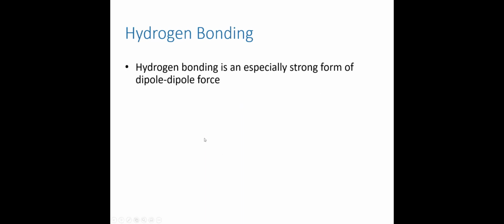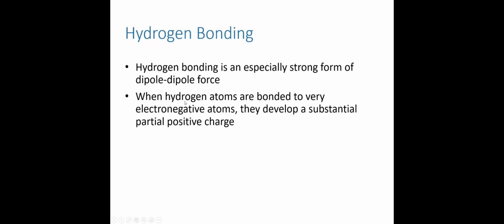Now, as I said a second ago, hydrogen bonding is technically a type of dipole-dipole force, but it's very special, and so rather than use that definition of calling it a dipole-dipole force, we're going to give it its own category.